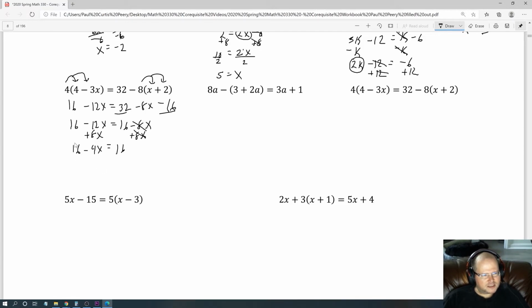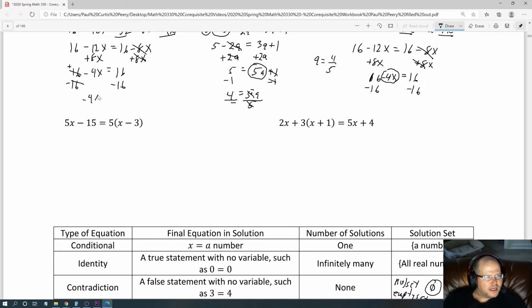Then we want to get all the constants on one side. So we undo or get rid of this positive 16 by subtracting 16. Whatever we do to one side, we do to the other. Those cancel out. We bring down the negative 4x. Equals 0, because 16 minus 16 is 0. You divide both sides by negative 4. The negative 4 and the negative 4 cancel out, not the x. Just divide both sides by negative 4. And what that'll do is give you x is equal to 0.